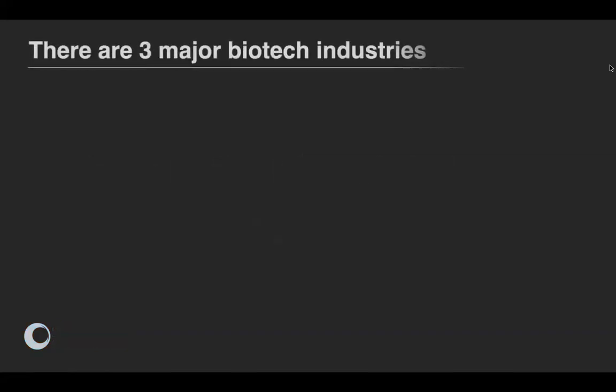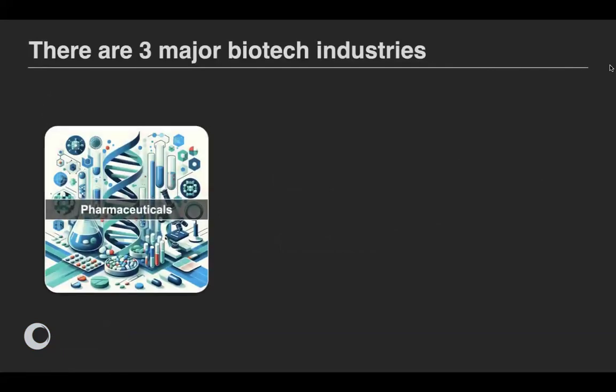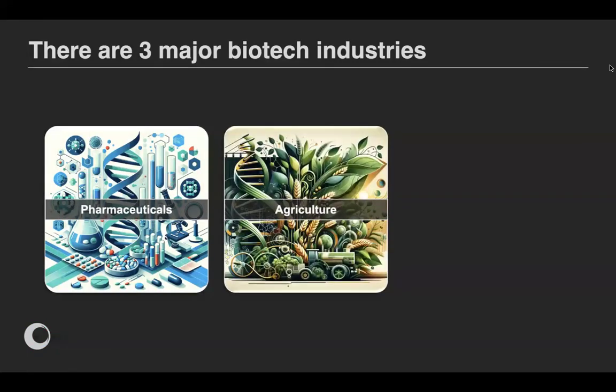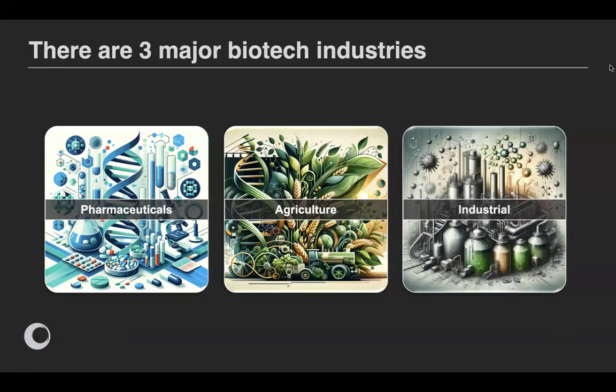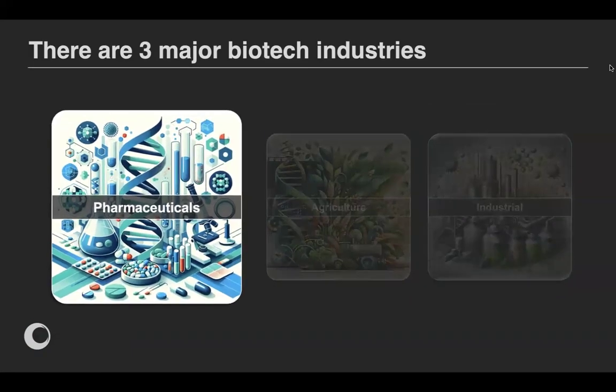There are three major biotech industries. The first, the one that people are most familiar with and associate with biotech, is the pharmaceutical industry. But people tend to forget that biotech actually has a huge impact in the agricultural space. And more recently, we are seeing biotech have huge impacts in the industrial space. And so the first one I'm going to do a deep dive into is the pharmaceutical industry.